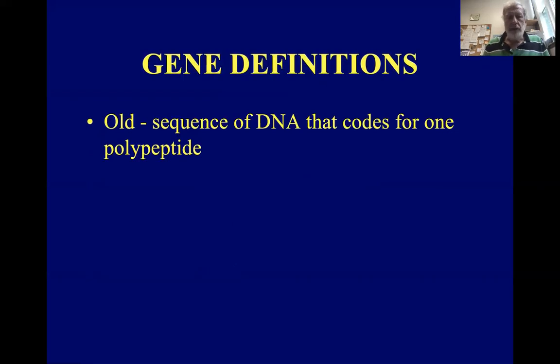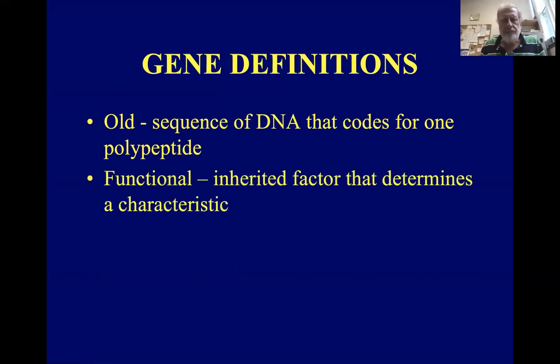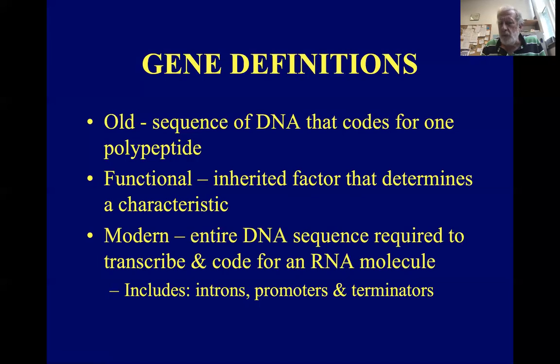So genes can be defined in different ways. An old definition was a sequence of DNA that codes for a polypeptide. A functional definition can be an inherited factor that determines a characteristic, but a more modern definition is an entire DNA sequence that's required to transcribe and code for an RNA molecule. This includes things like introns, promoter regions, and terminators as well.